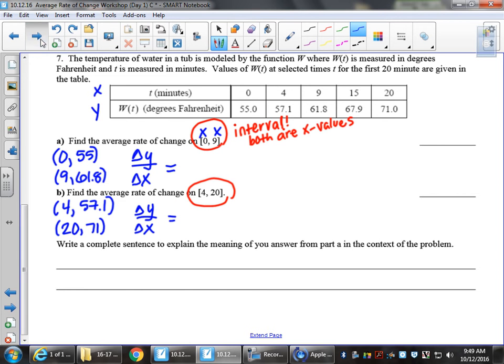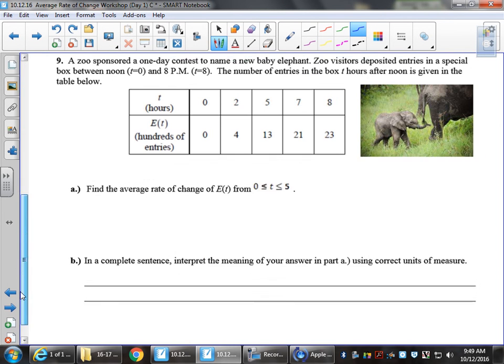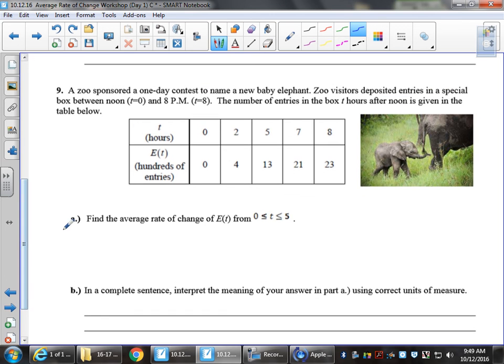Let's move over to 9. So cute. A zoo sponsored a one-day contest to name a new baby elephant. Zoo visitors deposited entries in a special box between noon, which is my 0 hour, and 8 p.m., which makes 8 p.m. equal 8. The number of entries in the box, T hours.